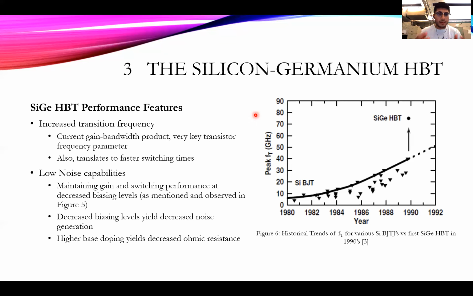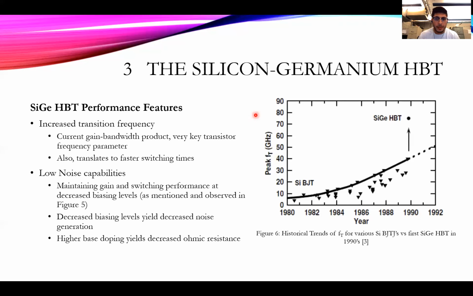So transition frequency, for those unfamiliar, is essentially the current gain bandwidth product of a transistor. It's a really, really key frequency parameter of a transistor. It is the frequency at which you have a current gain of unity, actually. So this increased transition frequency also translates to faster switching times in the time domain if we want to be using HBTs for switches.